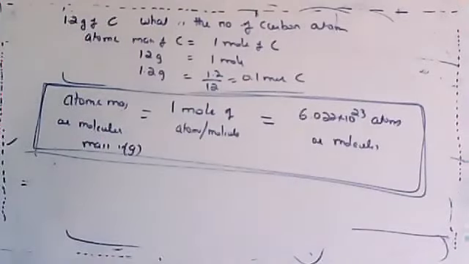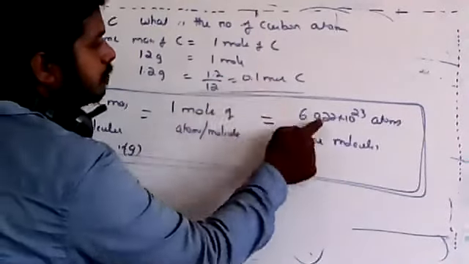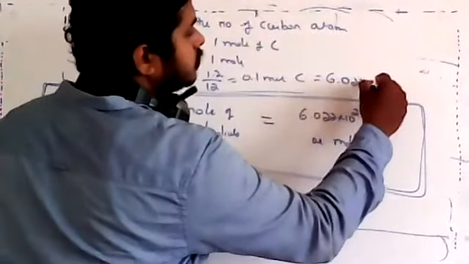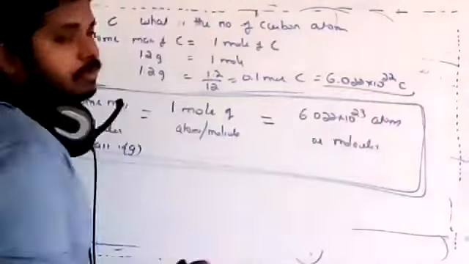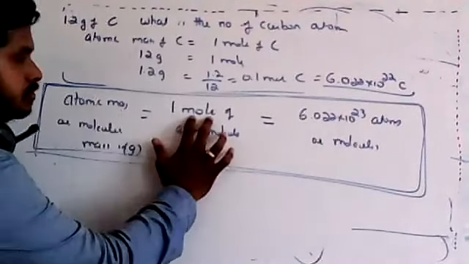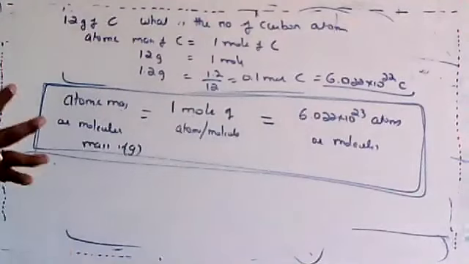So we have 0.1 mole. Just multiply the mole by this number, and you will get the answer as 6.022 into 10 to the power 22 carbon atoms. Dear students, is that clear? So when they give this one, convert into this, then convert into this. Is that clear?